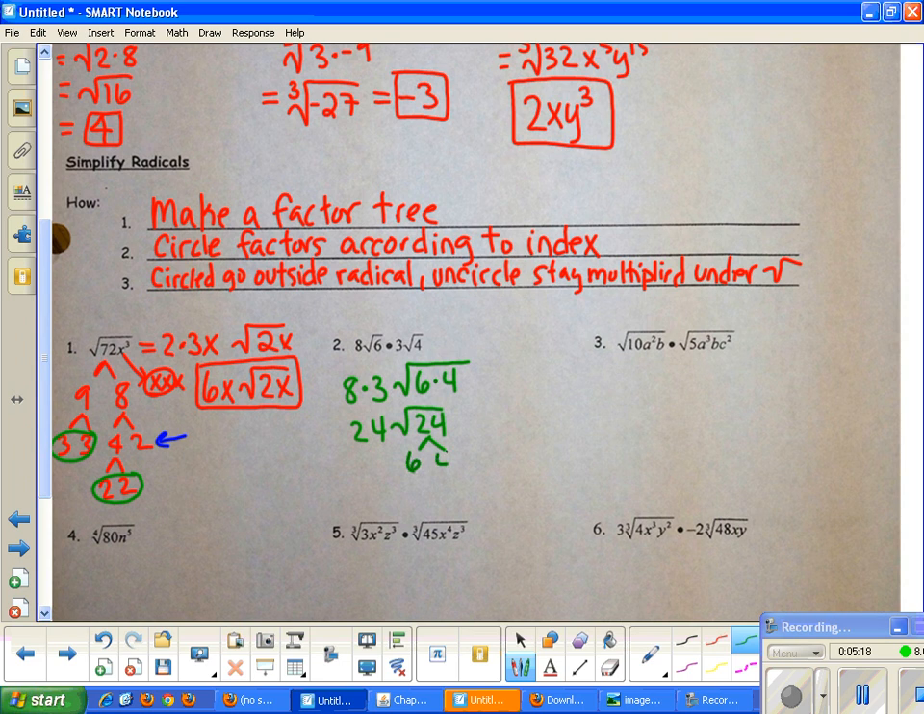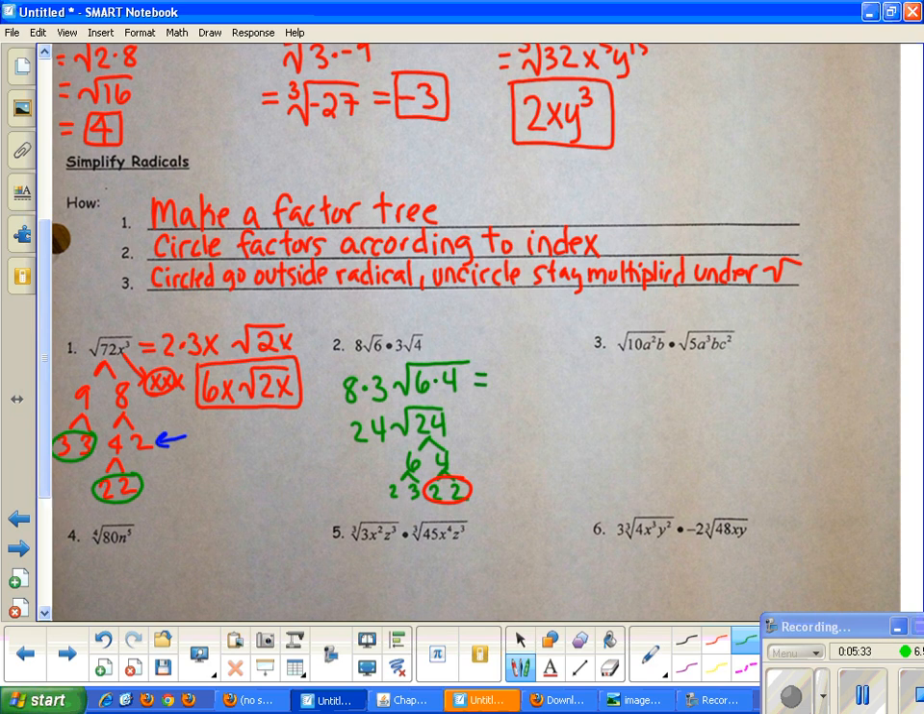So we already know this is 6 times 4, and this breaks down into 2 times 3, and this one is 2 times 2. So this right here would give me a group of two twos that I can take out. 2 and 3 don't have any groups of 2, so they're going to stay underneath as 6.